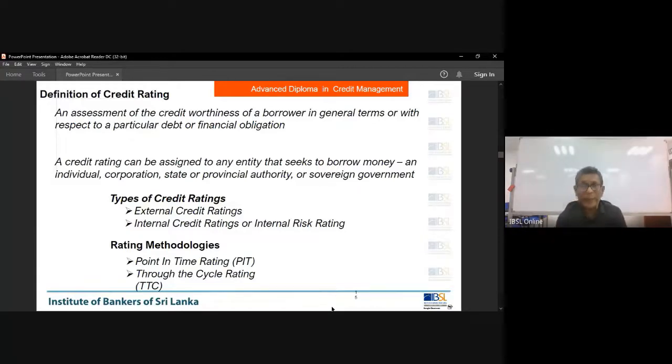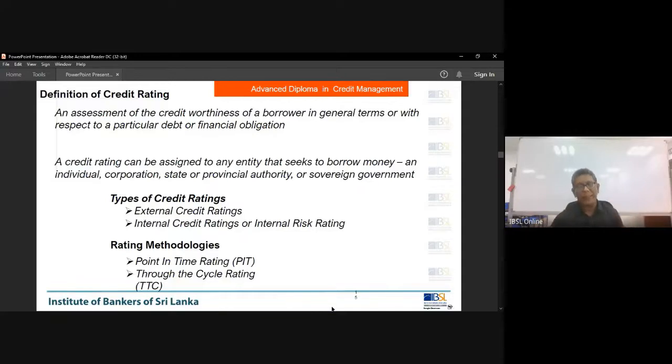There are two rating methodologies. One is point in time rating. That means at any given point, you evaluate the particular institution or country. That is what we call point in time rating. At any given time, this is your organization's creditworthiness.